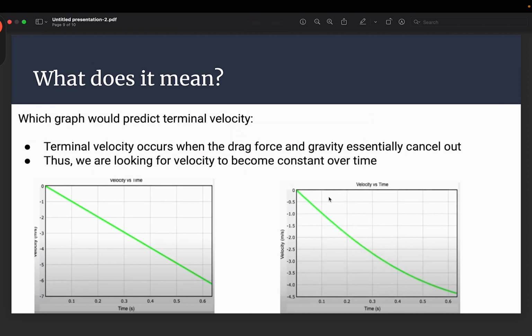So what does this mean? Which graph would predict terminal velocity? Terminal velocity occurs when the drag force and the gravity are essentially canceling out, resulting in zero acceleration. Thus, we are looking for the velocity to become constant at the very end. This is predicted by the graph on the right, as we can see the velocity starting to become constant and the acceleration being 0.